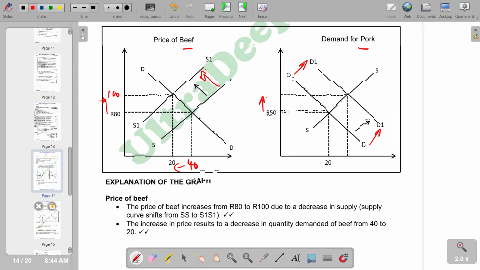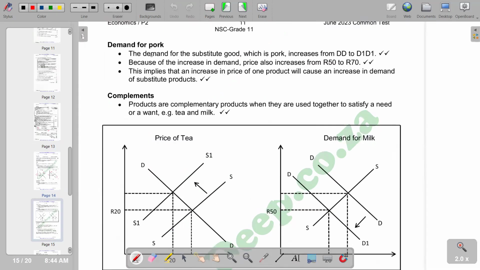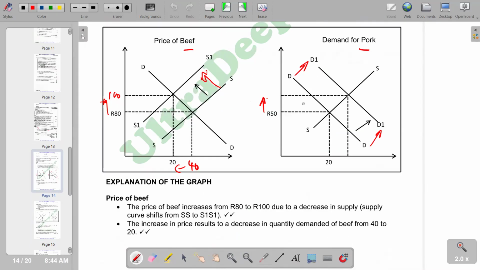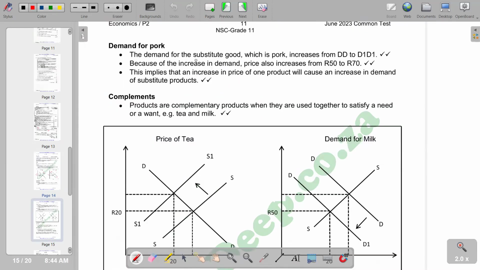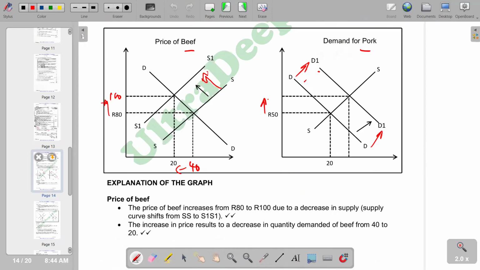So under the explanation of demand for pork, we are saying demand for the substitute good, which is the pork, increases from D to D1. So this is the increase that we have from D to D1. And then from there, because of the increase in demand, price also increases from 50 to 70. So you're going to see that price also will increase from 50 to 70 here.